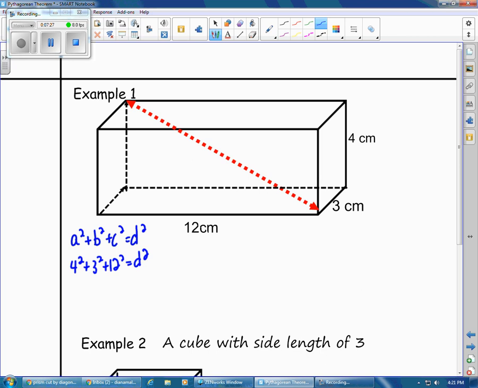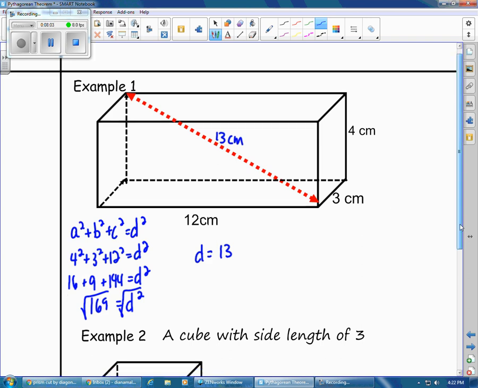Oh, is that the same dimensions? I think that's the same dimensions. Oh, well, we'll work it out again. 4 squared is 16, 3 squared is 9, and 12 squared is 144. It is. So when I add 16 plus 9 plus 144, I get 169. Going to take the square root of both sides, and D is going to equal 13. So this would be 13 centimeters. I didn't realize it was the same as the example that I added on the other page. Sorry about that, but hopefully the second time through was even easier.